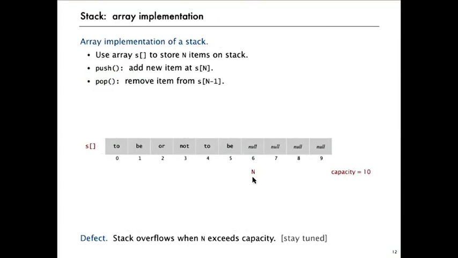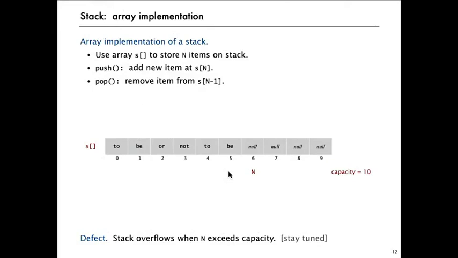The array location with index n is the top of the stack, where the next item is going to go. So to push, we just add a new item at s of n, and to pop, we remove the item that's at s of n minus 1 and decrement n.